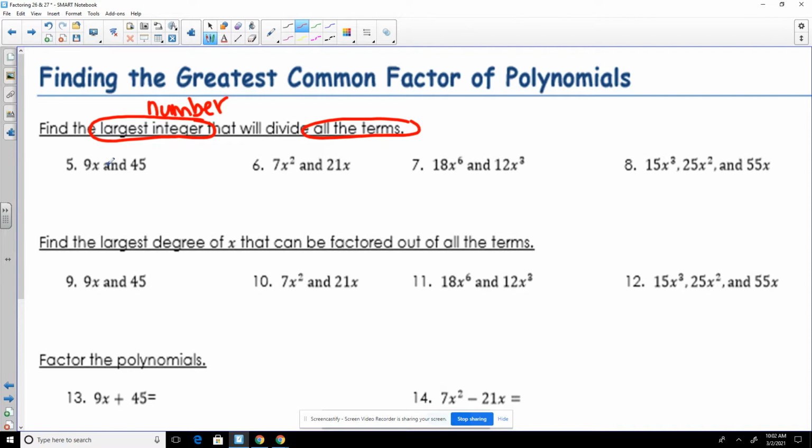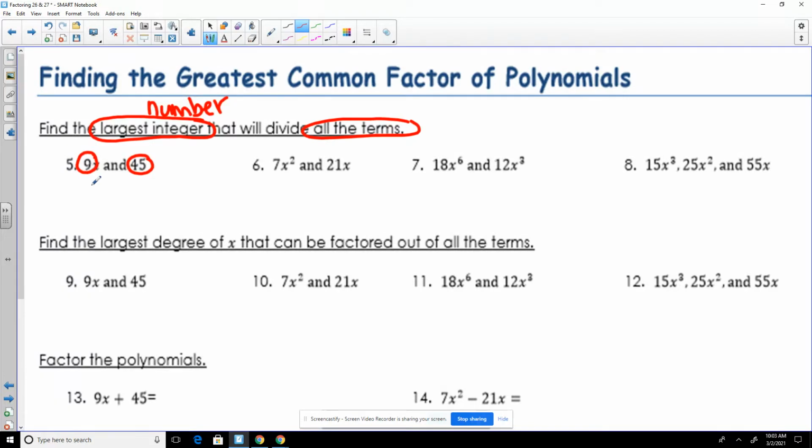So I'm looking at the term 9x and the term 45. What's the largest number that will divide into both of these numbers? Here I'm only going to look for this section at 9 and 45. What's the largest number that I can divide out of 9 and 45?